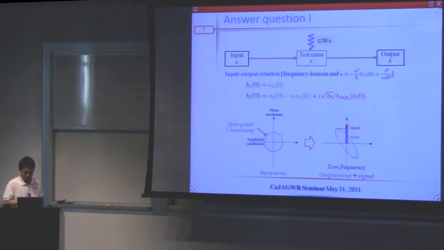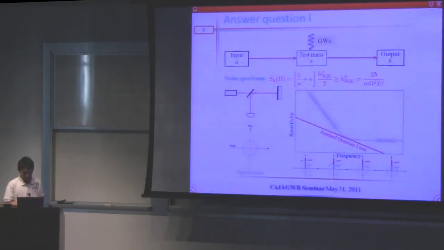You know that the response of the test mass at low frequency is 1 over omega squared. So that basically means that at low frequency you get a large correlation, and at high frequency you get a small correlation. That's what you see here: this noise ellipse, from low frequency to high frequency, becomes less and less correlated. And now you can look at the noise spectrum.